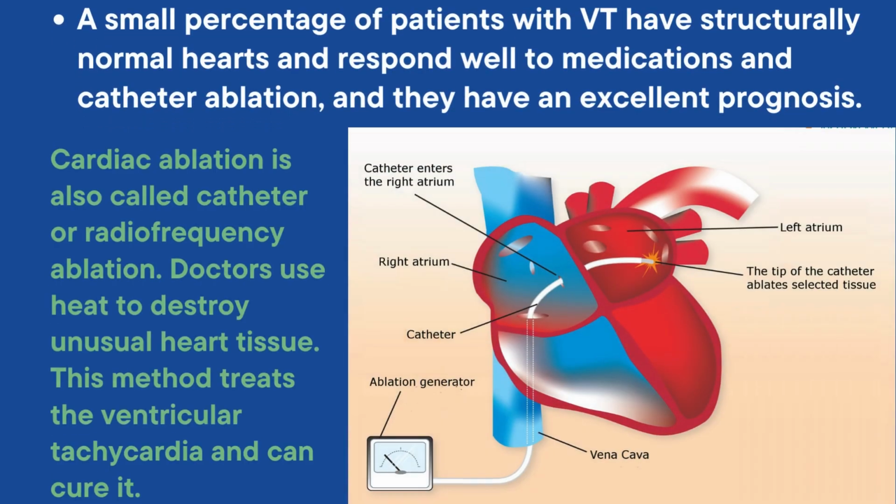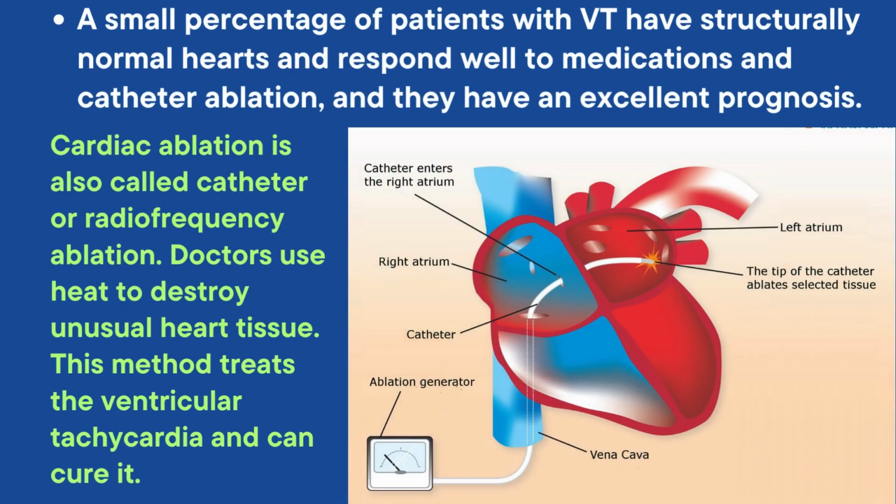Cardiac ablation is also called catheter or radiofrequency ablation. In this, doctors use heat to destroy unusual heart tissue. This method treats the ventricular tachycardia and can cure it. Catheter ablation is a potentially definitive treatment option for those with recurrent VT.